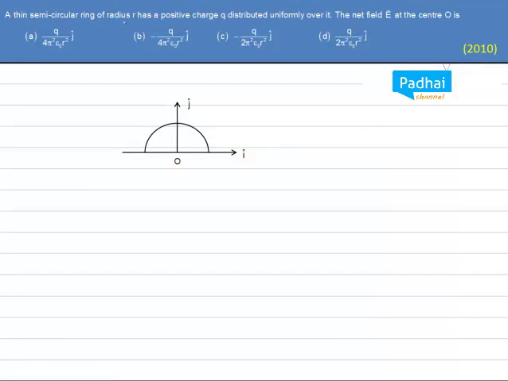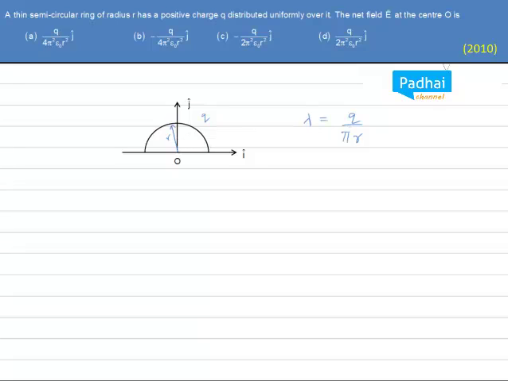A thin semicircular ring of radius r has a positive charge q uniformly distributed over it. Now the net electric field E at the center O is given by basically... So if I talk about charge per unit length, lambda will be equal to q by pi r, right? This will be the charge per unit length because the entire length is pi into r.